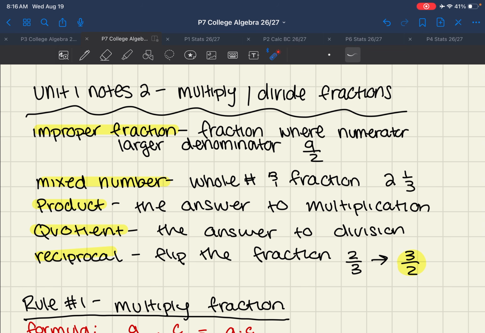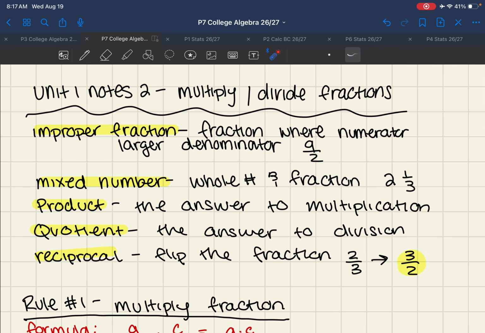an improper fraction. Then we have a mixed number. A mixed number is a whole number attached to a fraction. So for example, 2 1/3. Product is the answer to a multiplication problem, and the answer to a division problem is a quotient.